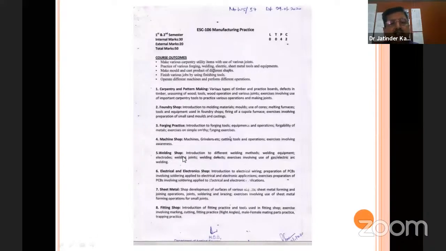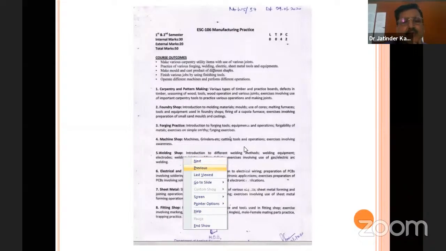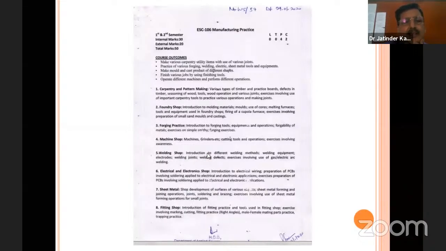We have talked about two processes. The third process is the joining process. Many components are produced by joining, right? In joining, you see how joining takes place, right?